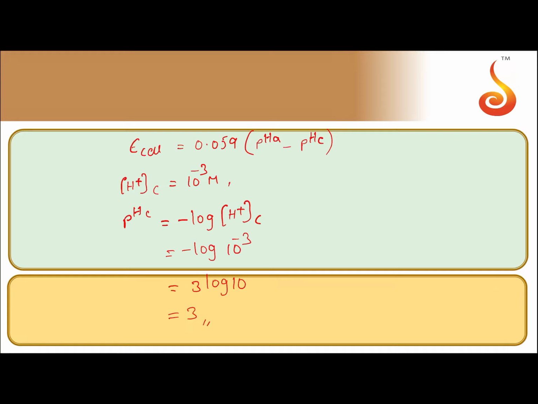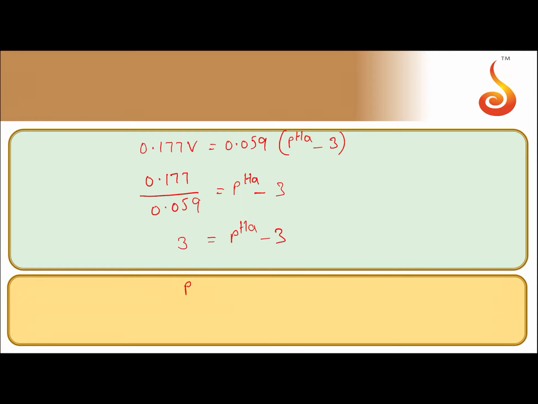Now substitute in that formula. E cell value is given as 177 millivolts, that we can consider 0.177 volts, is equal to 0.059 into (pH at anode minus pH at cathode, which is 3). 0.177 by 0.059 is equal to pH at anode minus 3. 0.177 by 0.059 is 3, so pH at anode minus 3 equals 3. From this, pH at anode is 6.